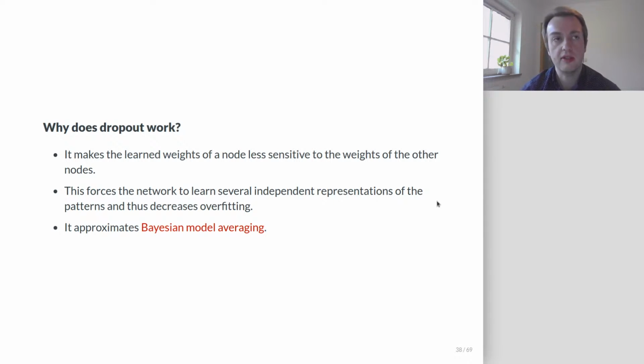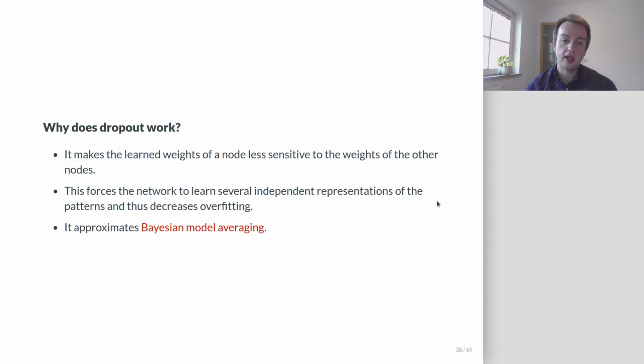Because it's trained in different situations in which sometimes some of the neighboring nodes or some of the nodes in the previous layer are activated, some other times they are not. And so the particular node has to learn to cope with this. And that's why they become less sensitive to the weights of the other nodes. The effect of that is that it will force the network to learn basically several independent representations of the patterns, and because of that will decrease overfitting.